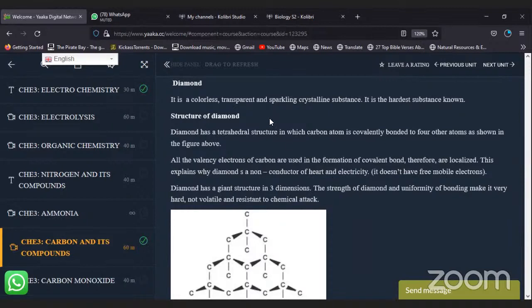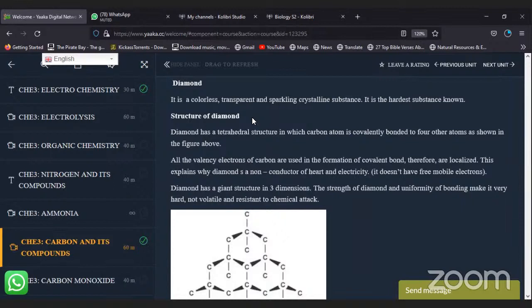diamond. Diamond is a colorless, transparent, and sparkling crystalline substance. It is the hardest substance known. So diamond is so strong. It is very, very strong. It's the hardest substance known to man. So that is an important property of diamond. You shall see how this property is used in the functions of diamond.